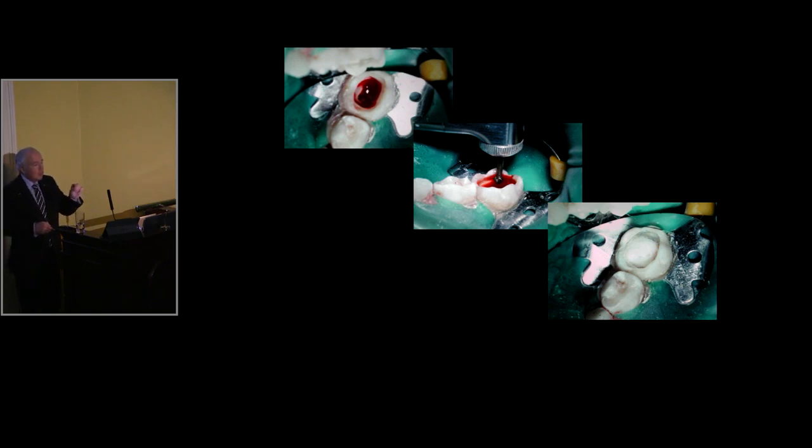When you do a pulpotomy, what you're interested in is making sure that the inflammation doesn't penetrate down into the root portion. Because if it goes down into the radicular portion, is a pulpotomy going to work? No. So you must make sure that the hemorrhage stops spontaneously before you apply the medicament.